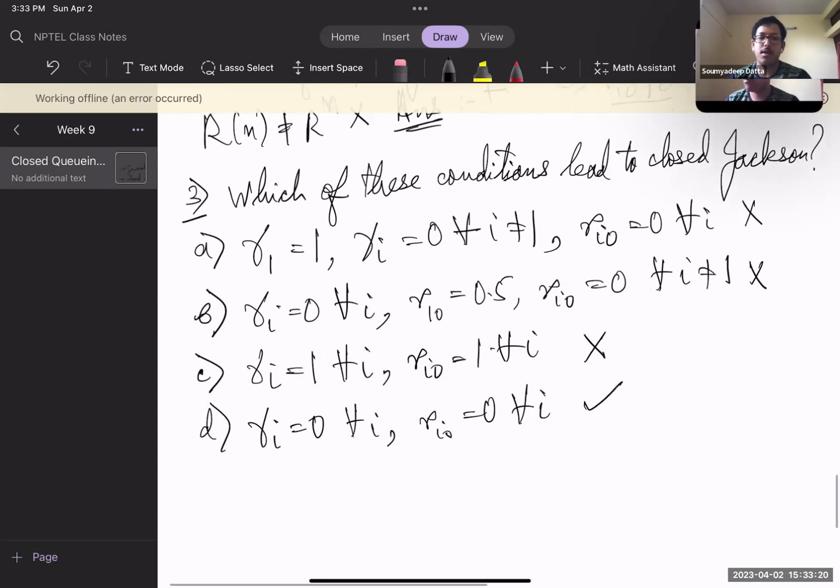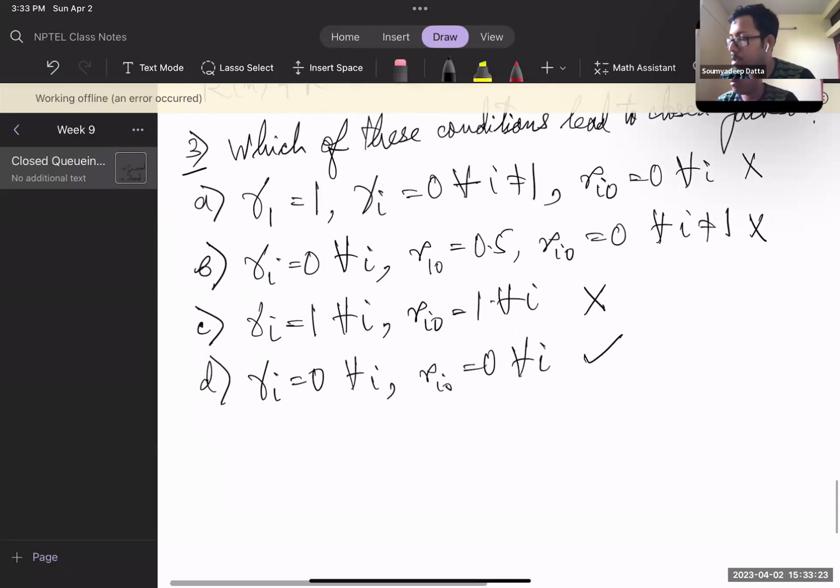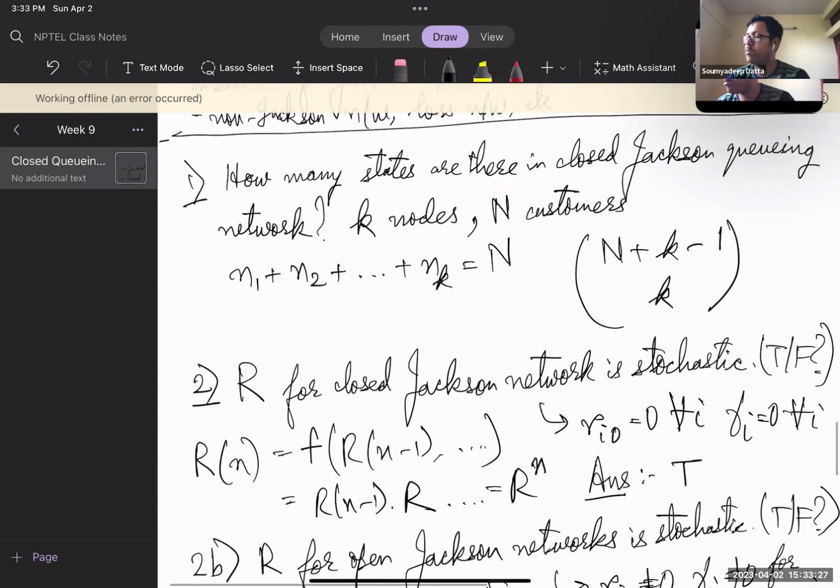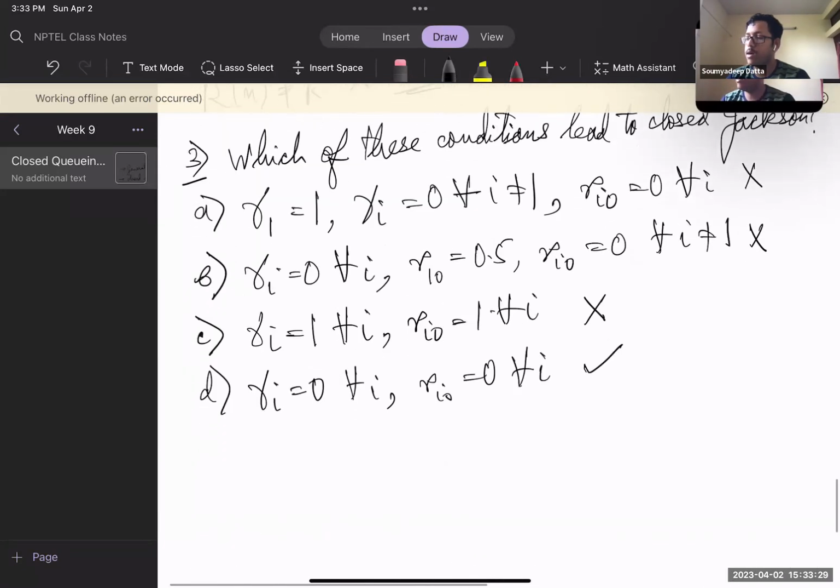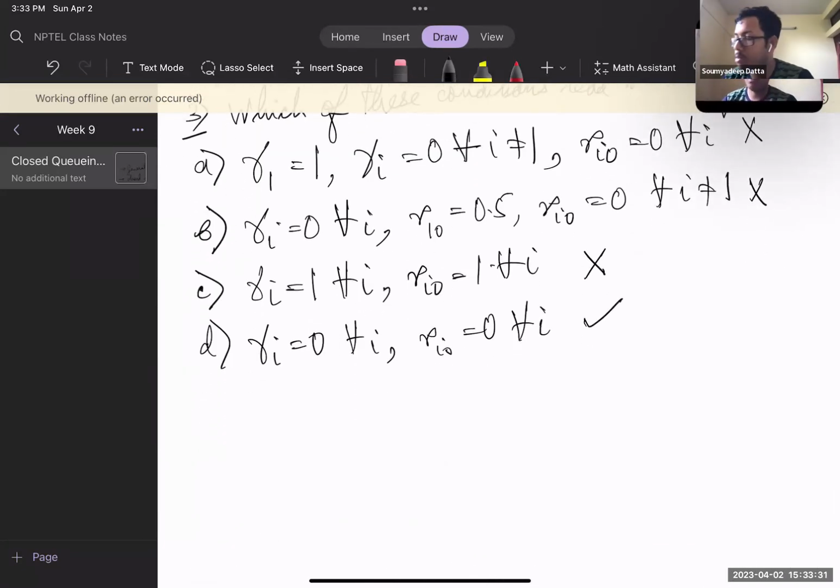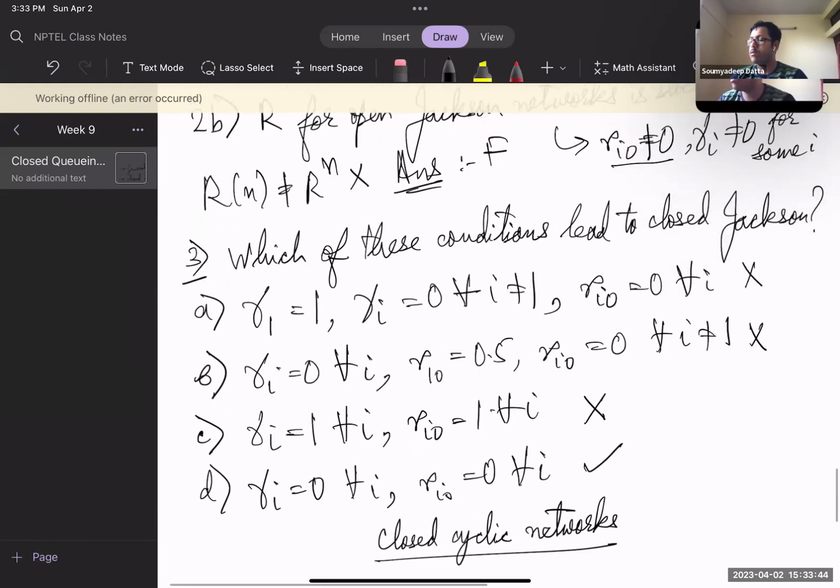So with that done, we'll do a few problems now. These were some conceptual questions on general closed Jackson networks. We'll now focus on the special case, which is closed cyclic networks. This is a special case of closed Jackson networks.